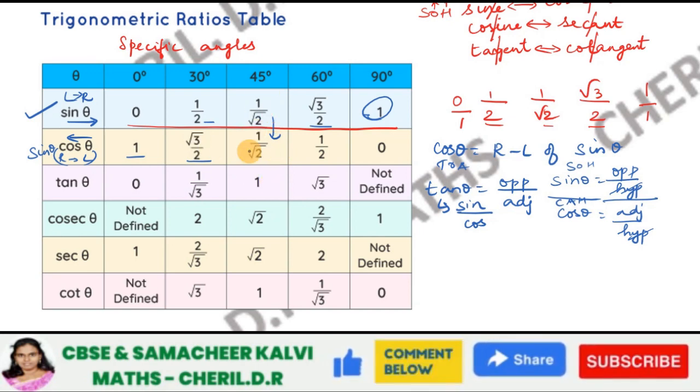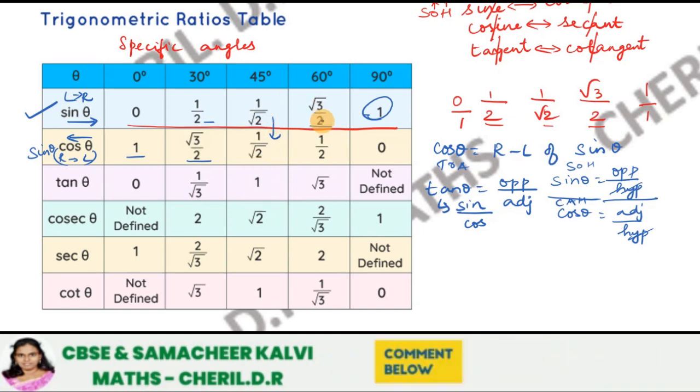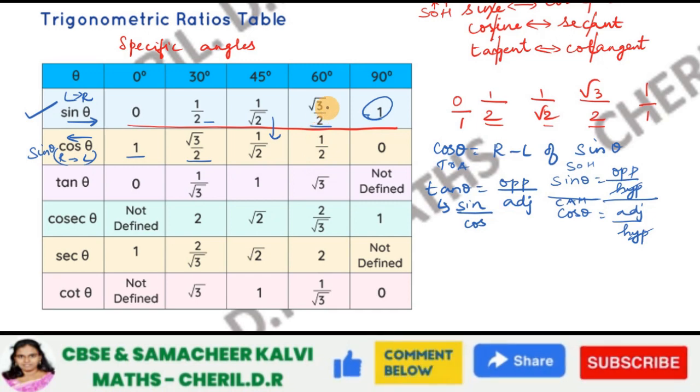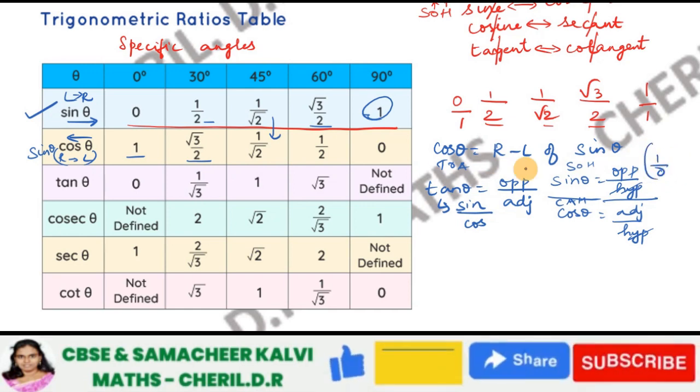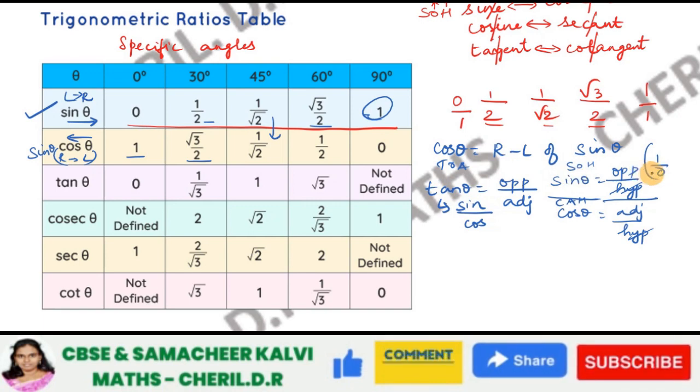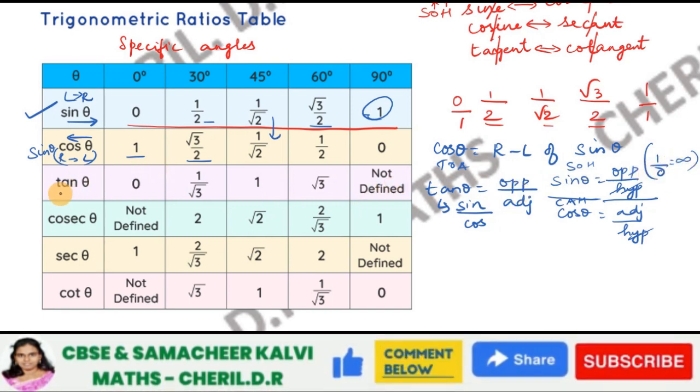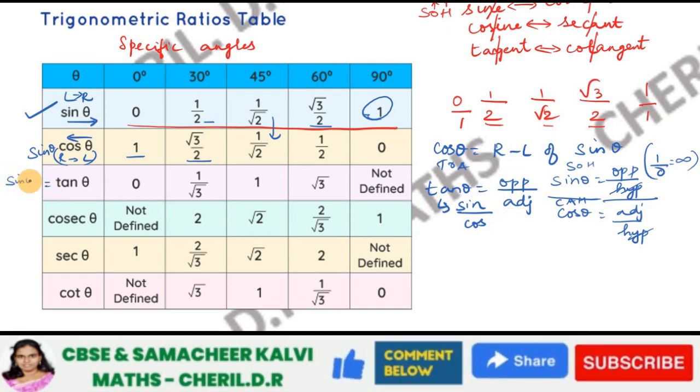Similarly, see, you have the same value, so you have 1. See here, 2 and 2 will get cancelled. So it will be root 3 by 1 or root 3. See the last one. Last one is what? 1 by 0. So what is 1 by 0? It is going to be not defined, or you can say it is going to be infinity. So now tan theta is also known. Tan theta is sin theta by cos theta.